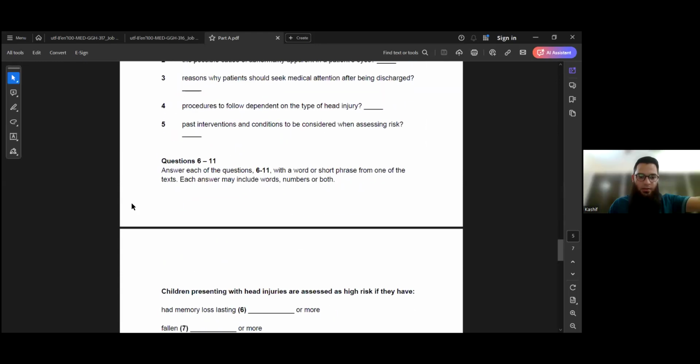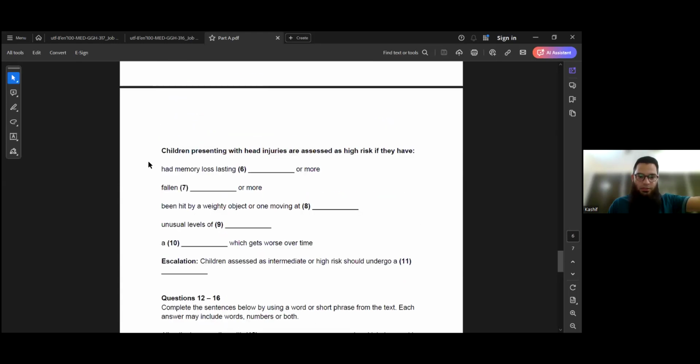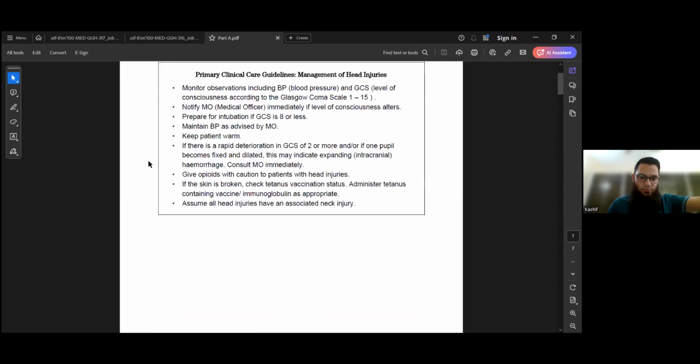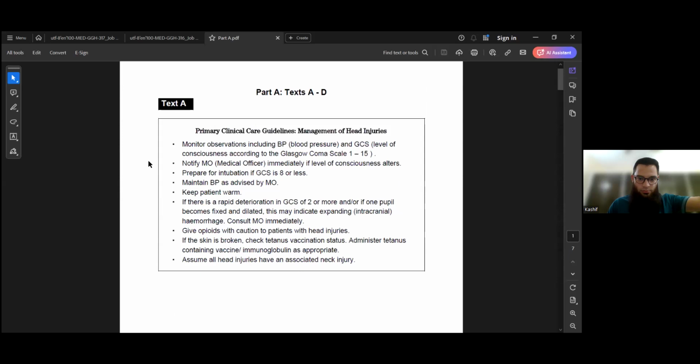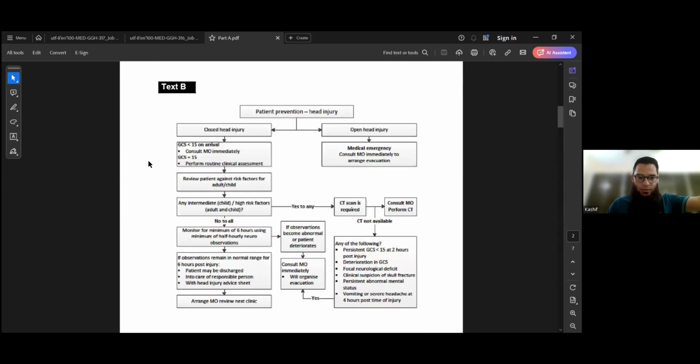Okay. Now, question 12 to 16. Complete the sentences below by using a word or a short phrase from the text. Each answer may include words, numbers, or both. Okay, again, all the patients presenting with dash head injuries must be referred to the MO. What? Let's go to the text A and C, and have a look at text B as well.